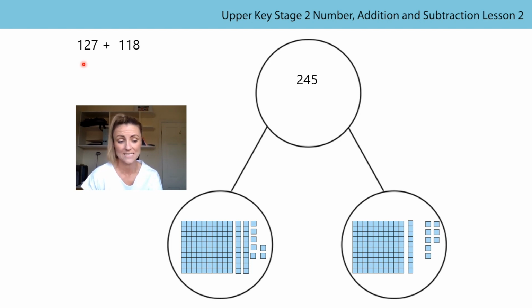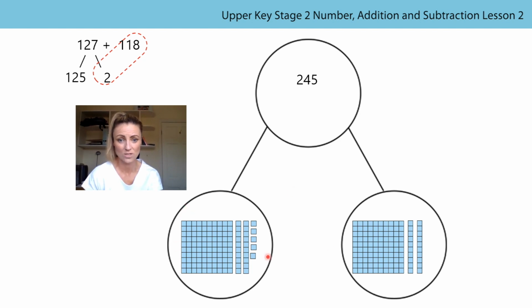So in order to do that, I'm going to partition 127 into 125 and 2, because then I can redistribute this 2 to the 118, just like that. So now that I've redistributed by increasing one addend and decreasing the other addend by the same amount, watch what happens in my animation. That 2 is going to just move across to the other addend I've redistributed. So I no longer have 127 add 118.